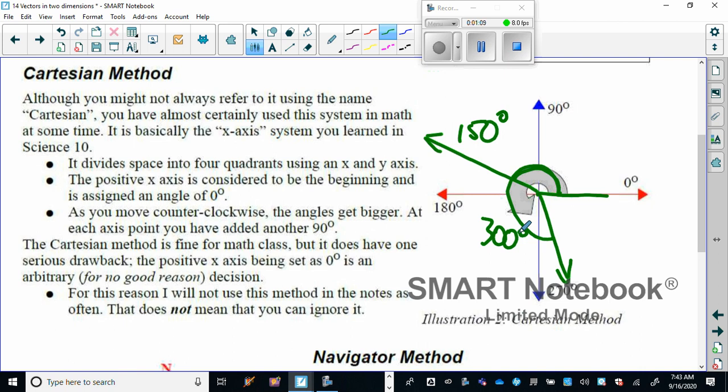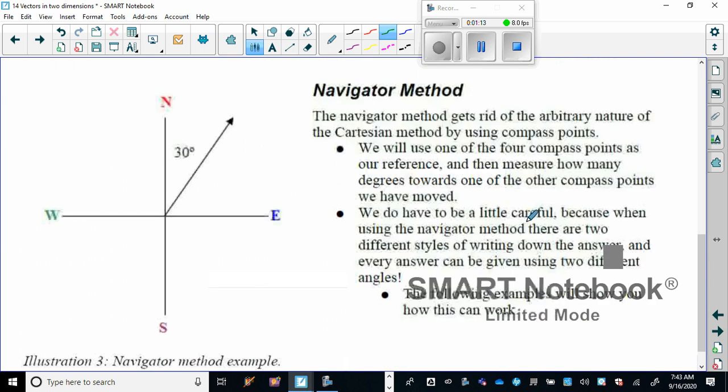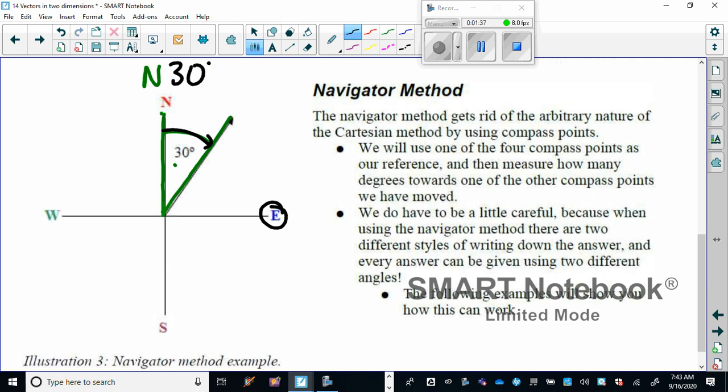Preferably, we like to use north, south, east, and west, called the Navigator Method. And here it is. In this example, we have 30 degrees right here. You always start from the north, south, east, or west. You never start on the actual vector. This is the vector. You don't start there. We start from north, and then that vector goes 30 degrees towards the east. So that is written as north, 30 degrees east.